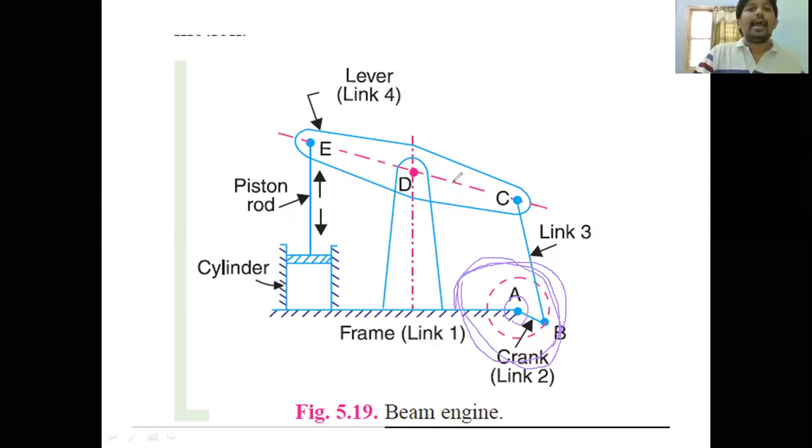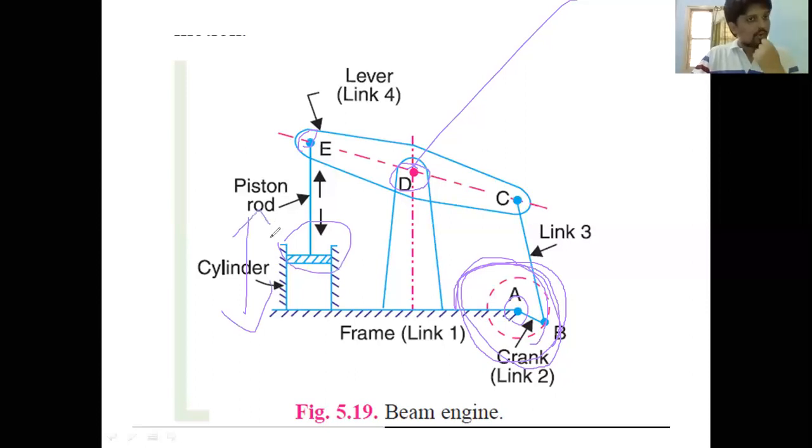It is rotating, right? At D is a pair. Here you will have some sliding motion. It will slide, or it will oscillate in this way. You can see some oscillation here at point D, right? And at E, we have a piston cylinder arrangement. Here you have some reciprocating motion.